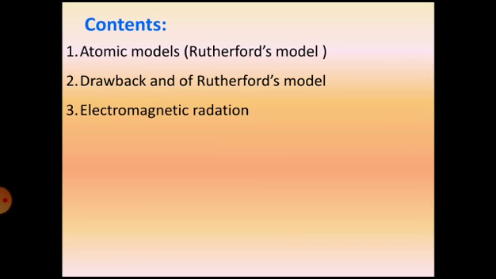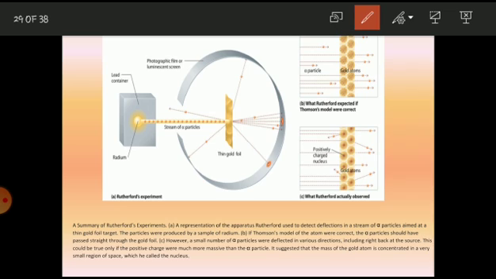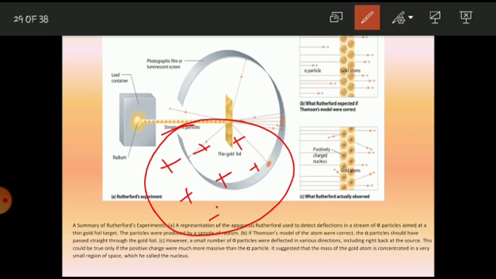Okay. So Rutherford gold leaf experiment, also called Rutherford's gold foil nuclear model. Before we discuss this model, you should know the J.J. Thomson plum pudding model. Do you remember? Because you have learned it in ninth standard, I guess. What was J.J. Thomson's plum pudding model? He said that the positive charge is present everywhere in an atom, and in between this positive charge, the electrons are present.